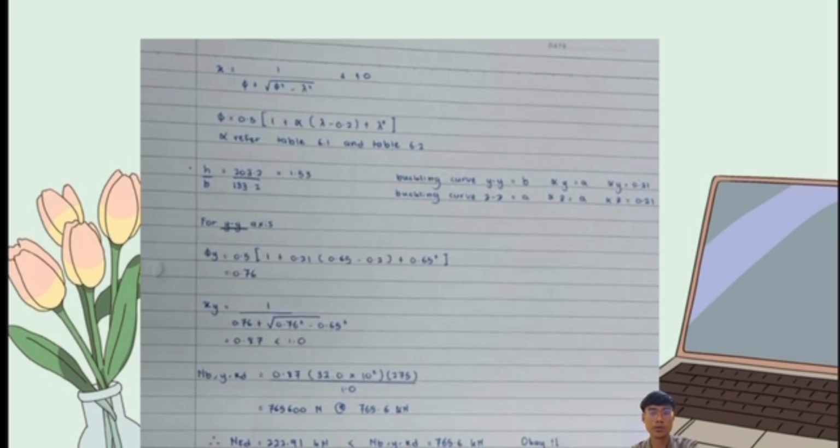For NBYRD we use the formula and get the value 765.6 kN, and lastly we compare with NED. So NED 222.91 is less than NBYRD 765.6 kN. So the answer is okay.